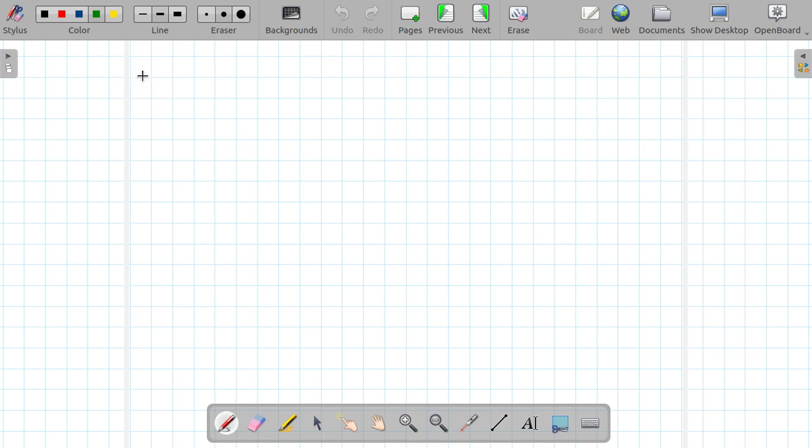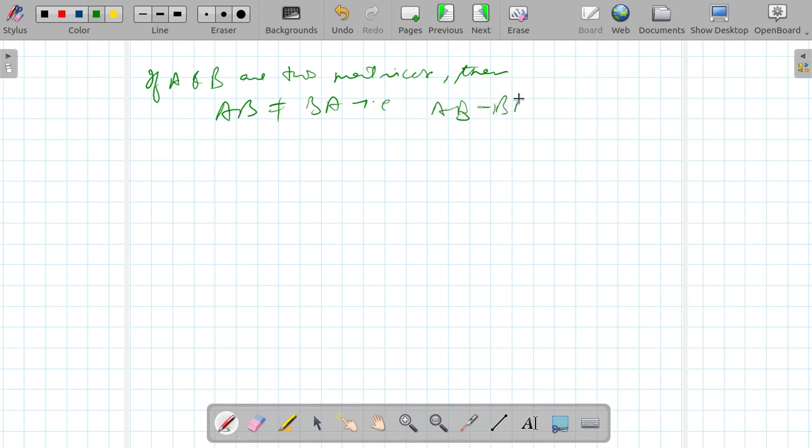of matrices: if A and B are two matrices, then it is not necessarily true that AB is equal to BA. That is, AB minus BA is not equal to 0.